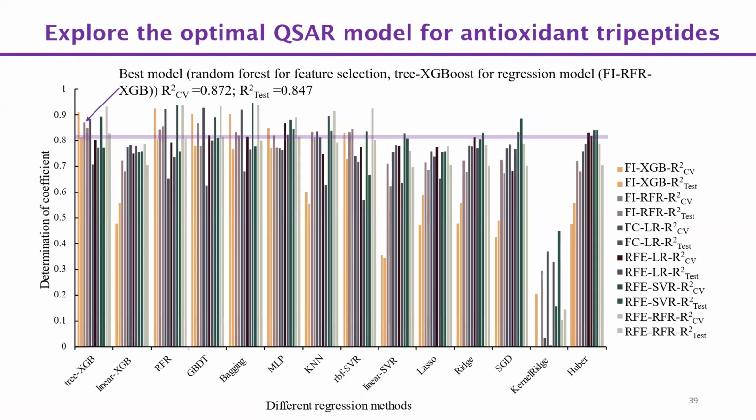So as you can see, from the different combinations of feature selection with the different machine learning models, we got a lot of scenario models. We found the best model is when we use random forest for feature selection, and then tree-based XGBoost as the modeling algorithm. We achieve an R square from the cross validation of about 0.87. That's pretty promising and exceeded all the previous models.